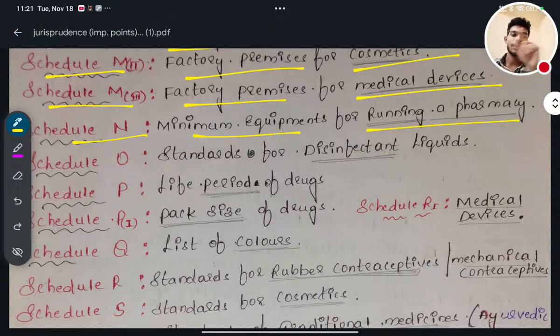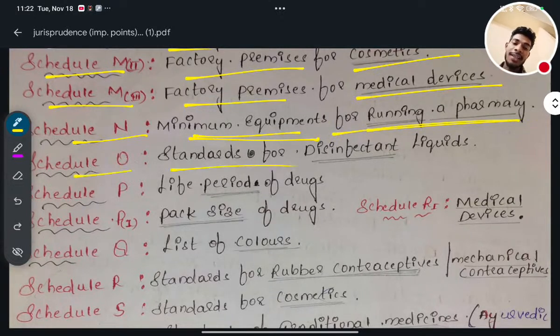First of all, a specific area, whether it is a retail or a wholesale pharmacy. For a wholesale pharmacy a different area, for a retail pharmacy a different area, all of which you will get in jurisprudence. I'll tell you later. But the most important thing is there should be different specific areas, and one fridge, with temperature and humidity maintained. So for that, air conditioning and all these things are the minimum equipment for running a pharmacy.